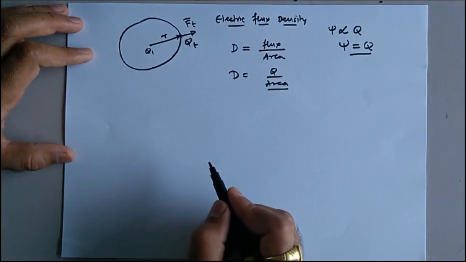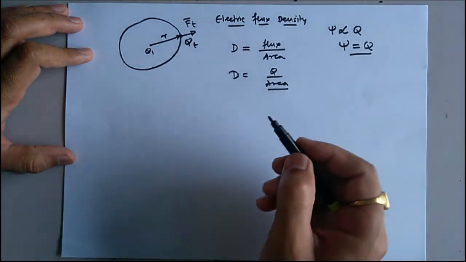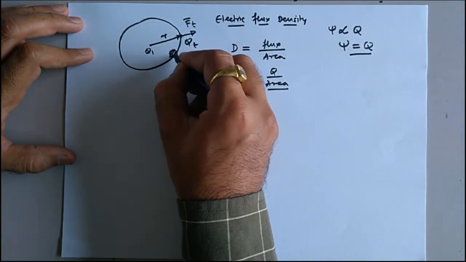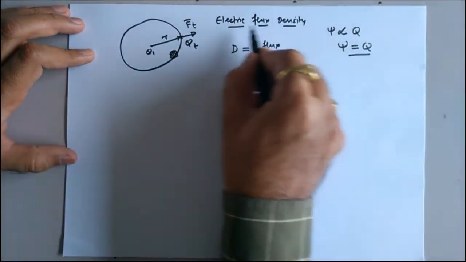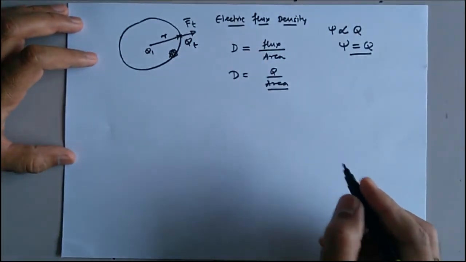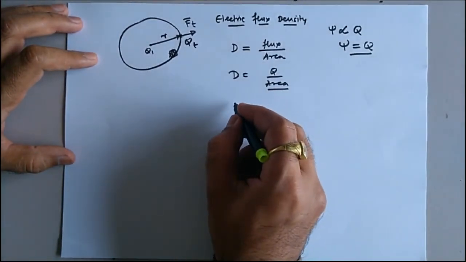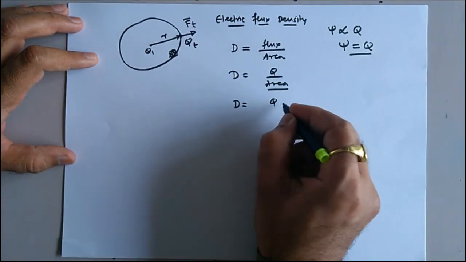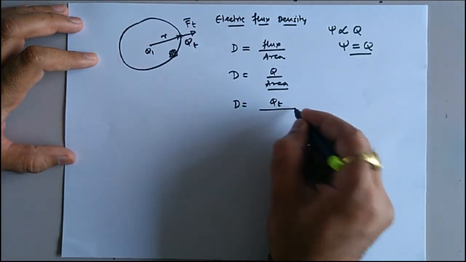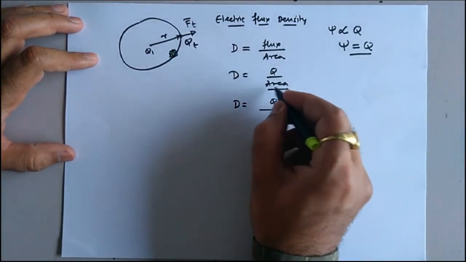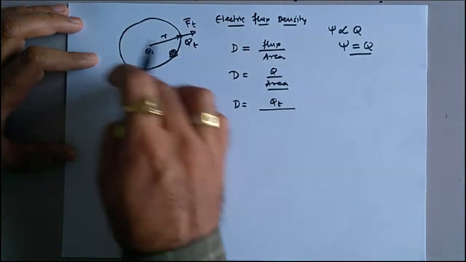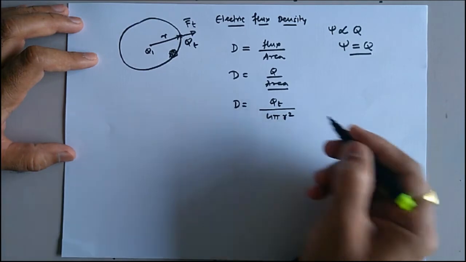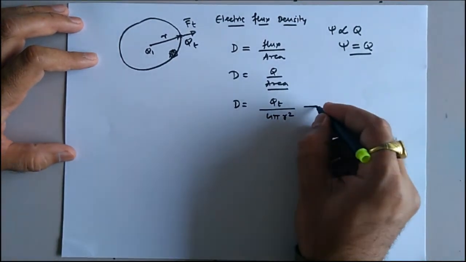Now let us try to calculate the number of fluxes coming out from this particular sphere through a unit area, and that is nothing but the electric flux density. So mathematically we can write D equals Q (total) divided by area. Now area is the area of the sphere, which is 4 pi r square. Let that be equation number 5.